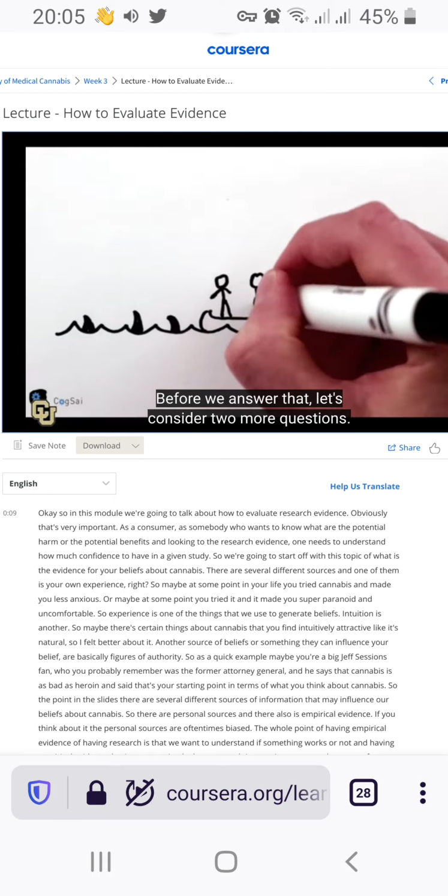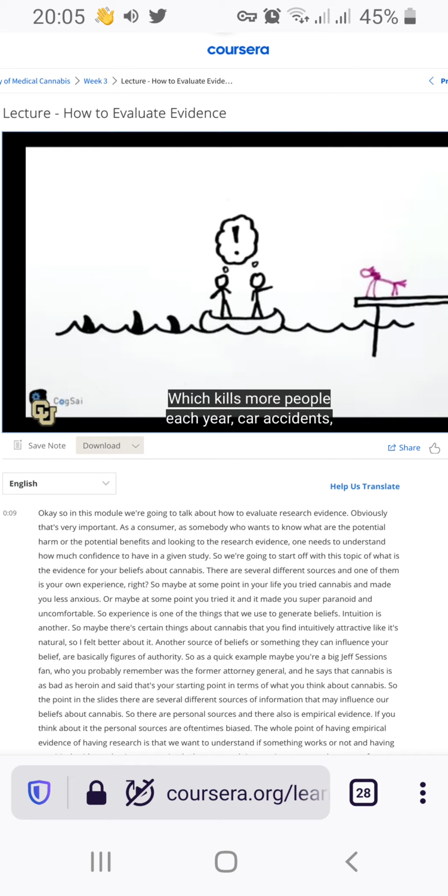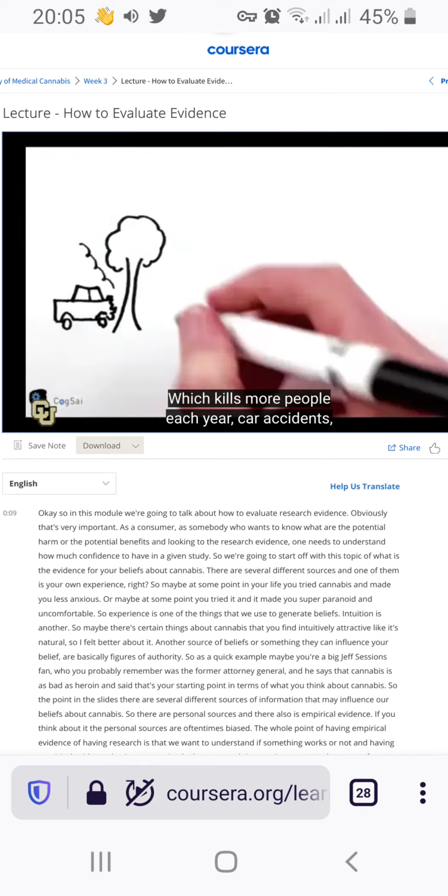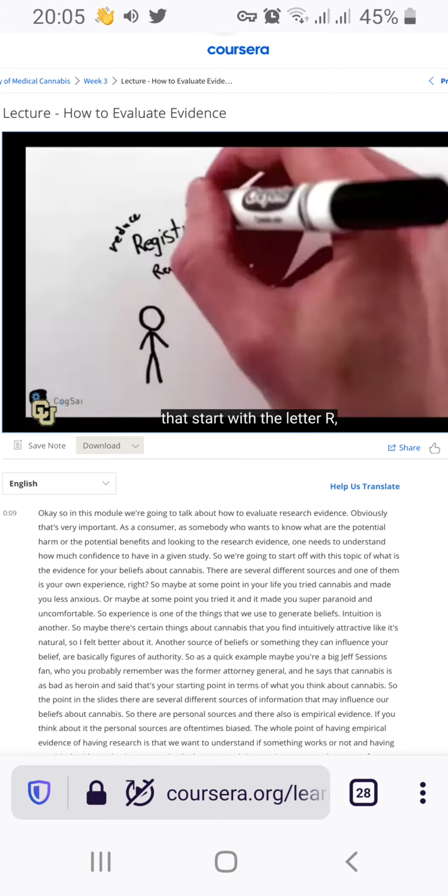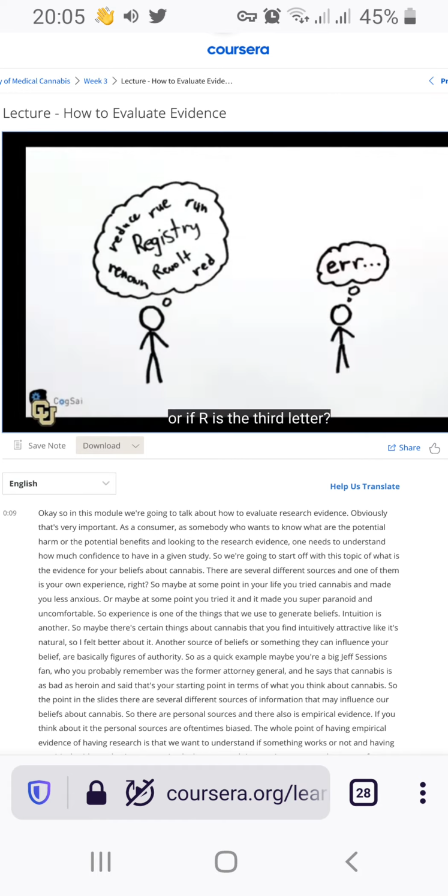Which should we be more afraid of, sharks or horses? Before we answer that, let's consider two more questions. Which kills more people each year? Car accidents, homicide, and suicide combined, or cancer? And are there more English words that start with the letter R, or if R is a third letter?